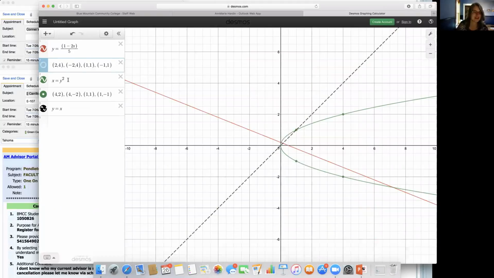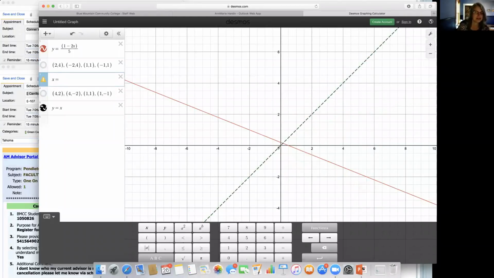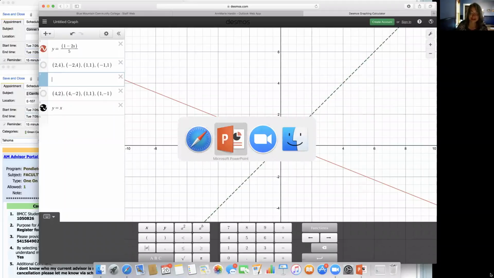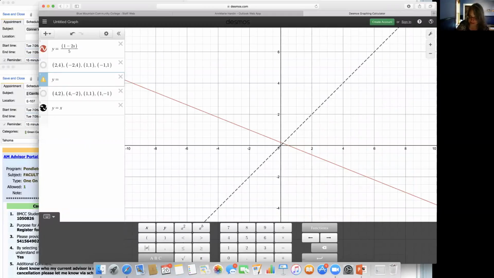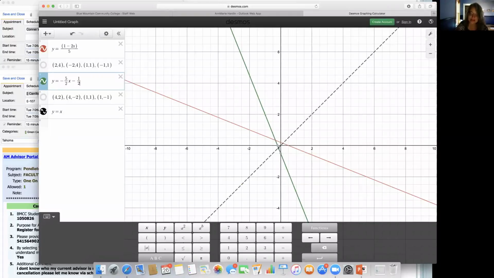I'll turn this off. But let's check what I think the inverse is, which was, what was it? Well, one way to check it on Desmos would be just to put in x equals (1 minus 2y) over 5, but that's kind of cheating because I want to verify my work. So y equals negative 5 halves x minus 1 half. How about plus 1 half?